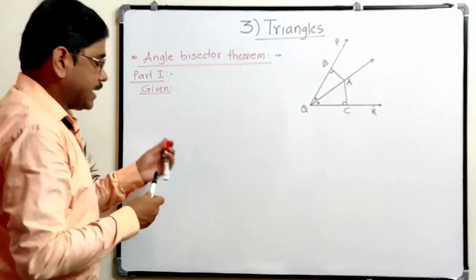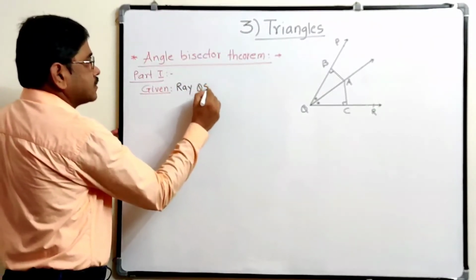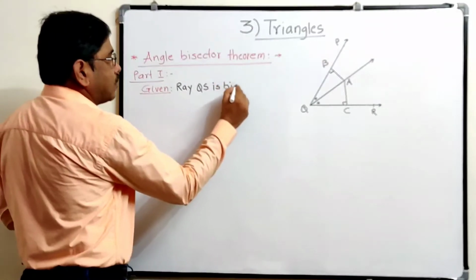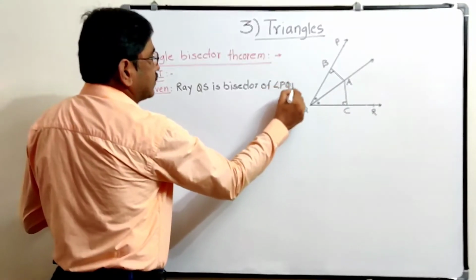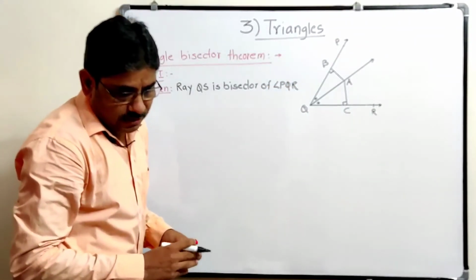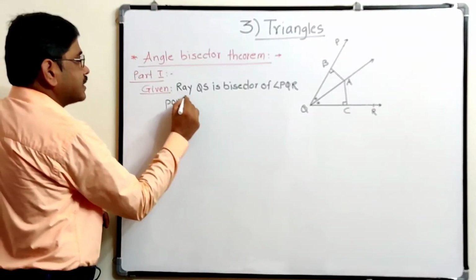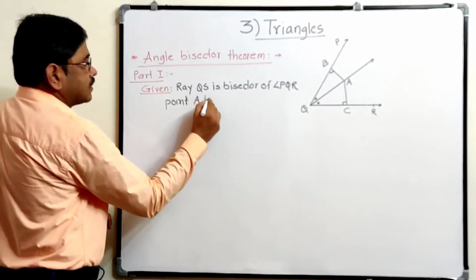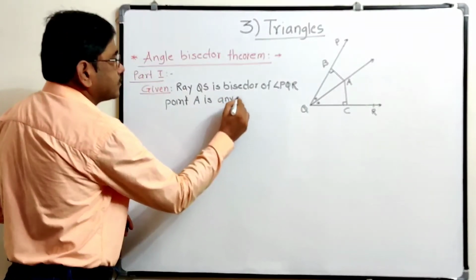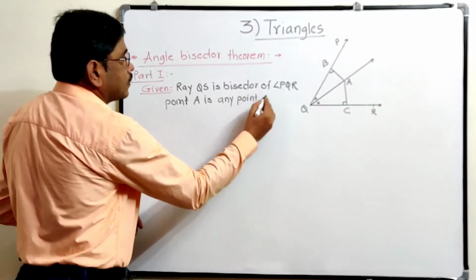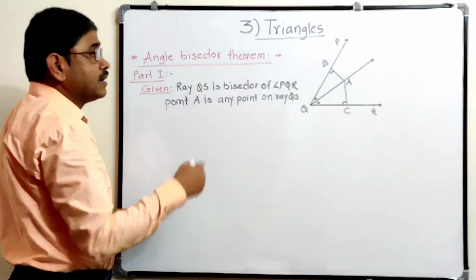What is given? Ray QS is the bisector of angle PQR. Point A is any point on ray QS. Ray QS means on the angle bisector.